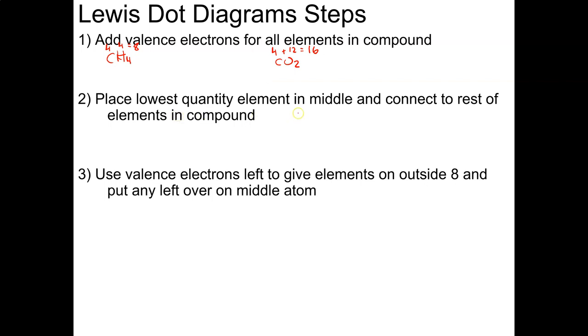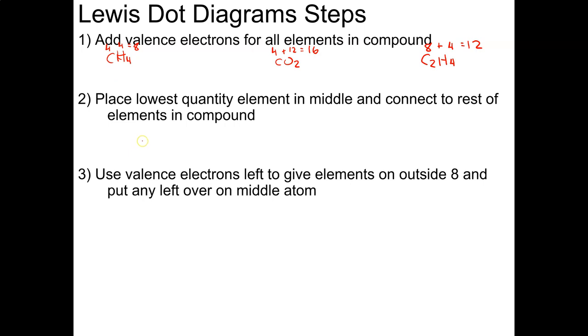Place the lowest quantity element in the middle and connect it to the rest of the elements. It's a shortcut that works. Really, it's the least electronegative element. If carbon's involved, carbon is your middle, without question. I'll give you a complicated one just to give you a comparison between these two variations. Let's say we have C2H4. There are 2 carbons and 4 hydrogens here. So that's a total of 4 times 2, which is 8, plus 4 times 1, which is 4. So that's 12 electrons. Let's draw the Lewis structure for all these and see how it plays out.